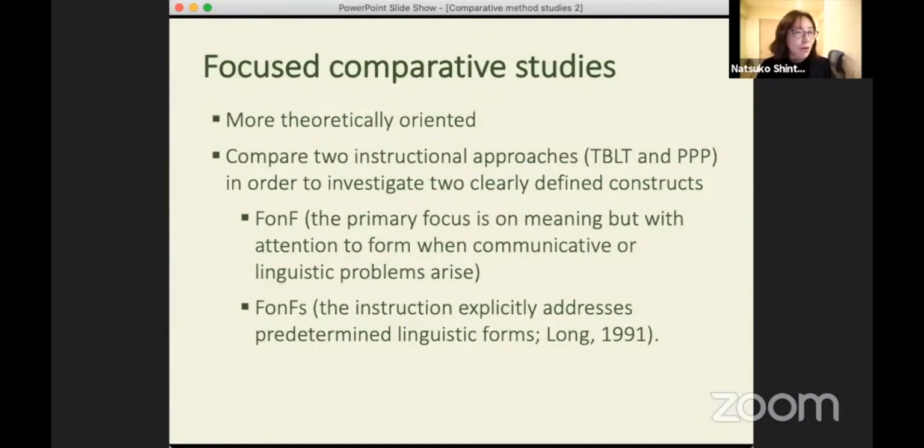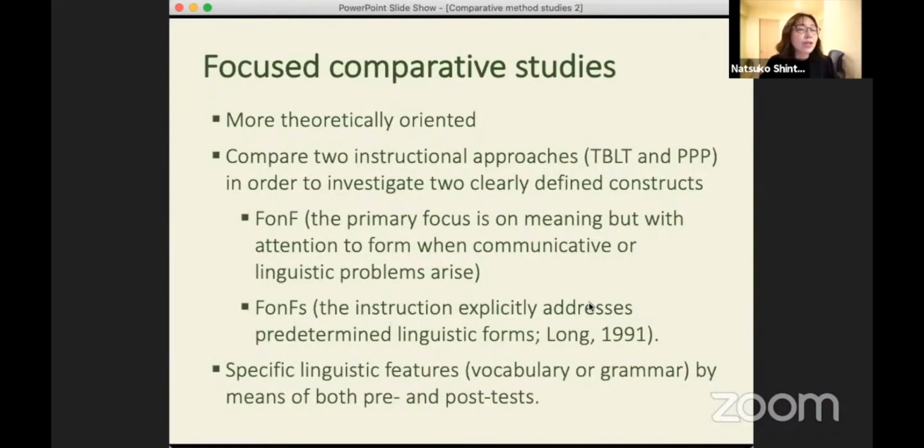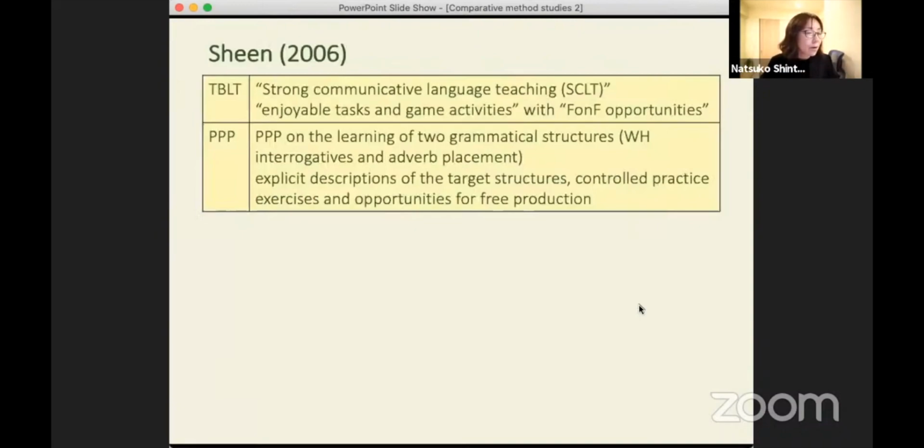Okay. And they usually investigate specific linguistic features by means of both pretest and post-test. So now I will introduce two such studies which were designed very differently. Shin 2006 compared TBLT and PPP. The TBLT group received, you can see here, enjoyable tasks and game activities with focus on form opportunities. And the PPP learners received explicit description of two grammatical structures and engaged in controlled practice exercises and opportunity for free production. The instruction lasted 7 months.